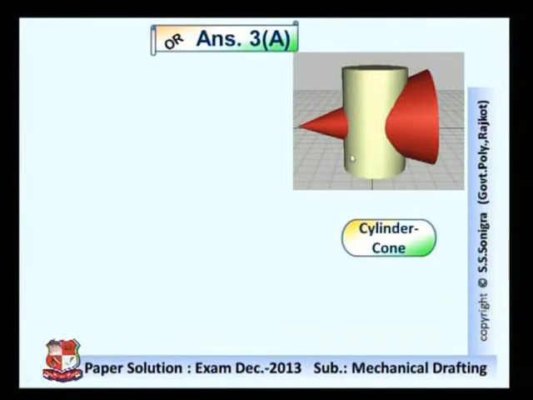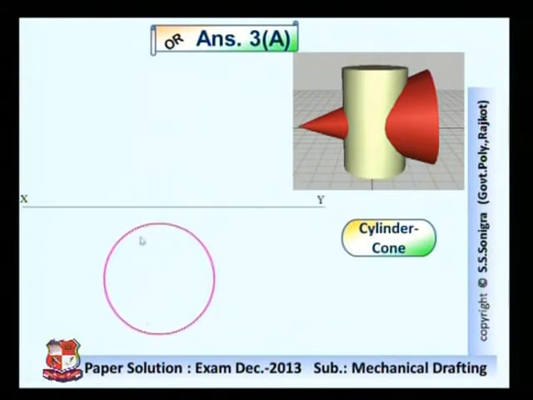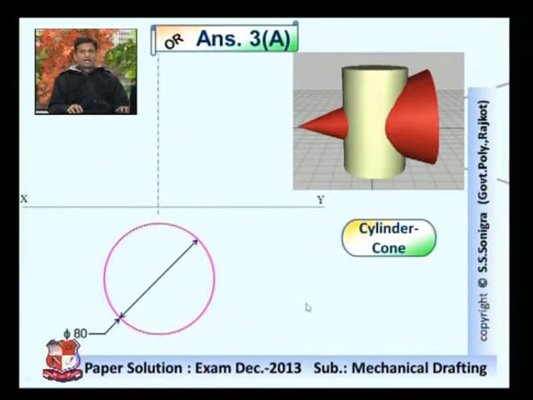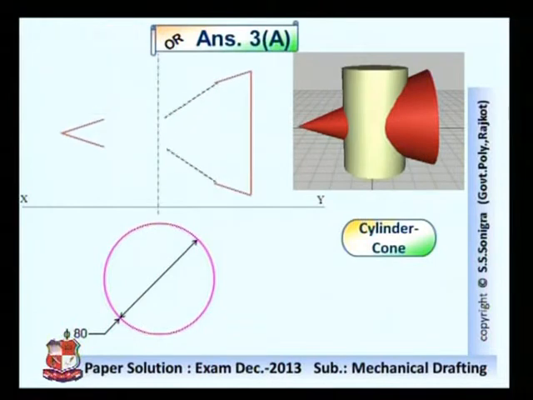So for that, first let me draw XY line, which represents intersection of horizontal plane and vertical plane. Name the endpoints X and Y, and draw a circle of diameter 80 millimeter, which is given in the data, and insert the dimension like this: diameter 80 millimeter, and take projection of its center line. So this line shows the axis of this cylinder, and draw here a triangle of given dimension like this.